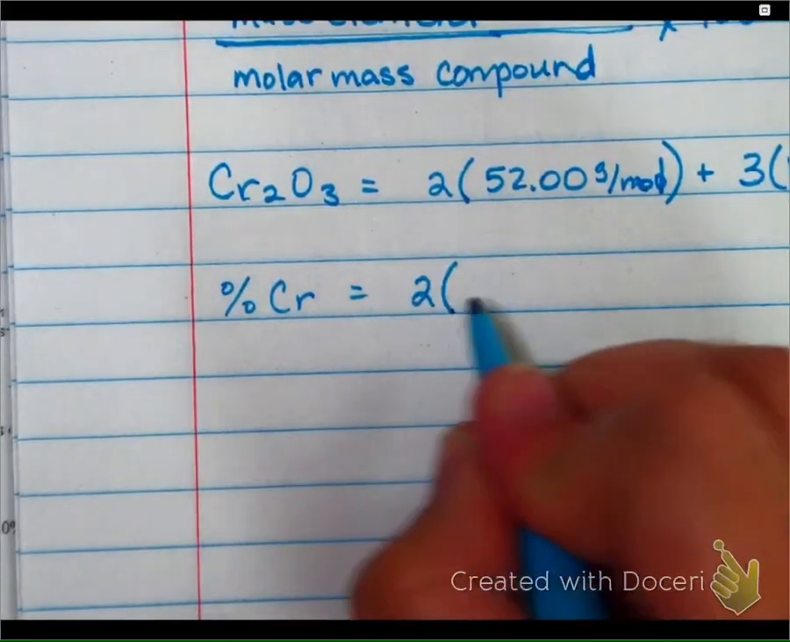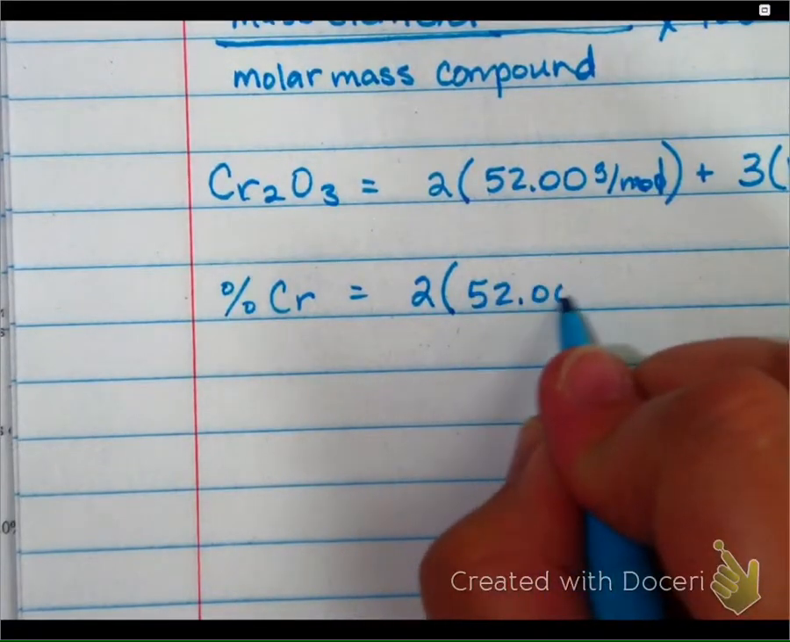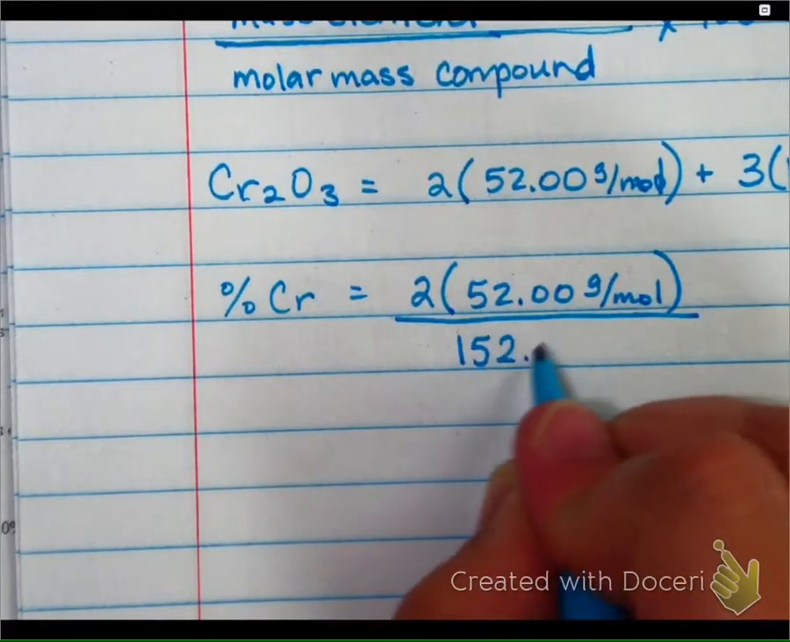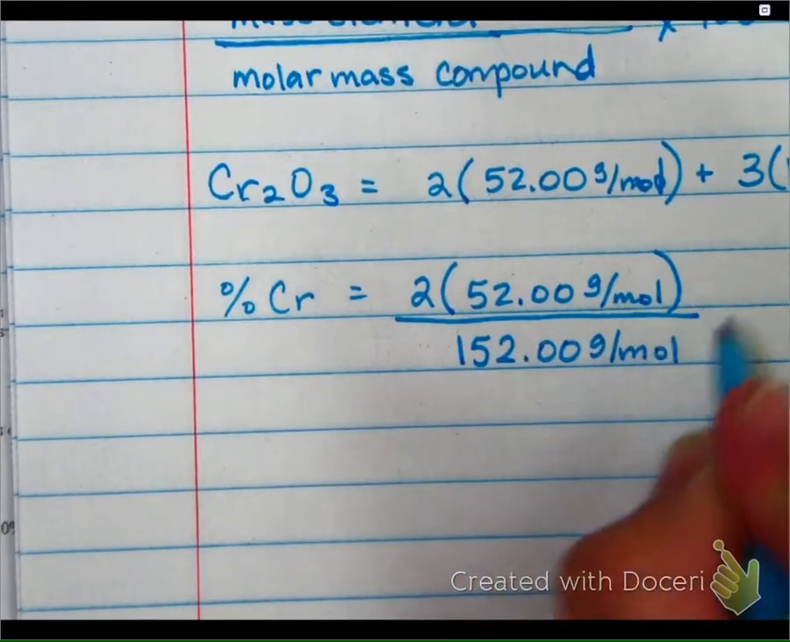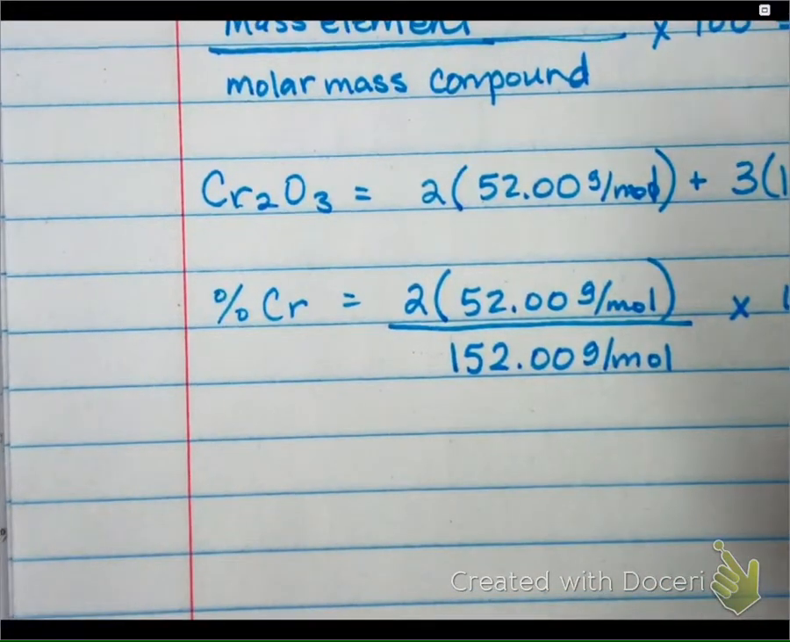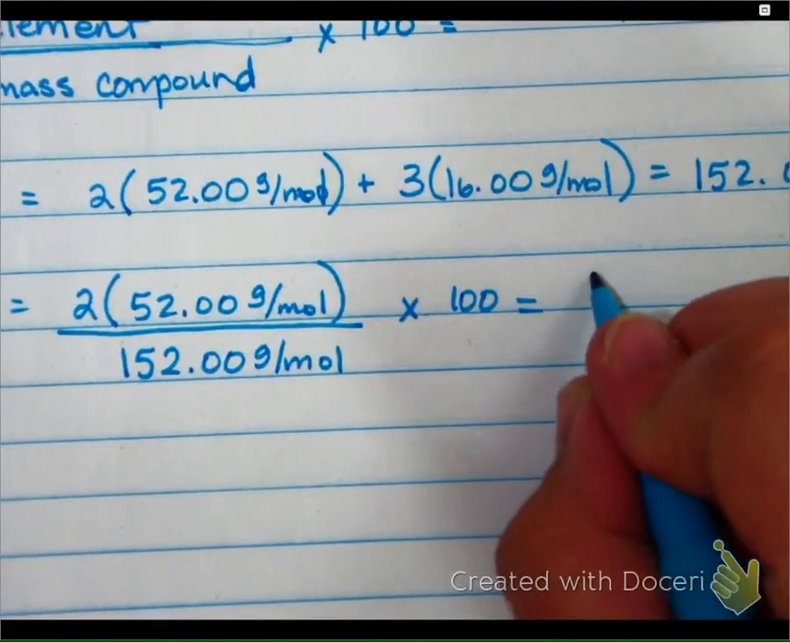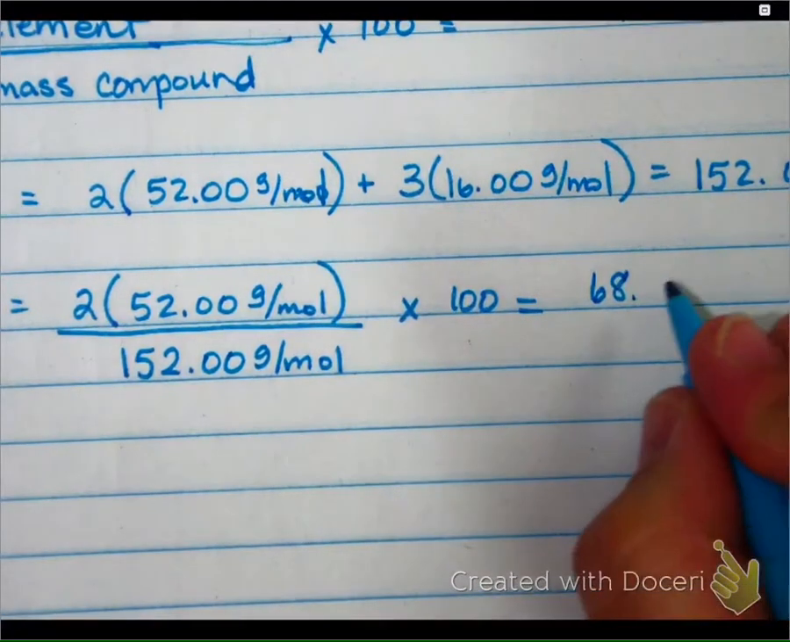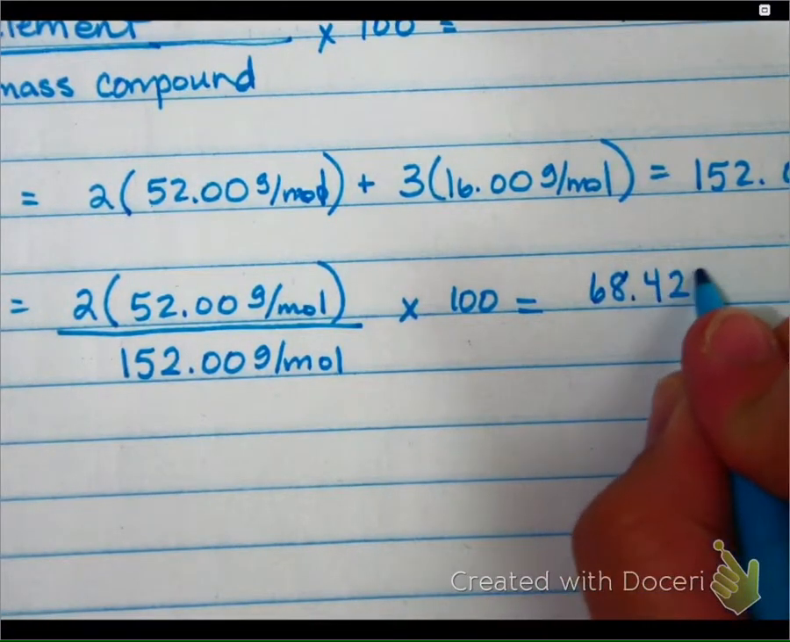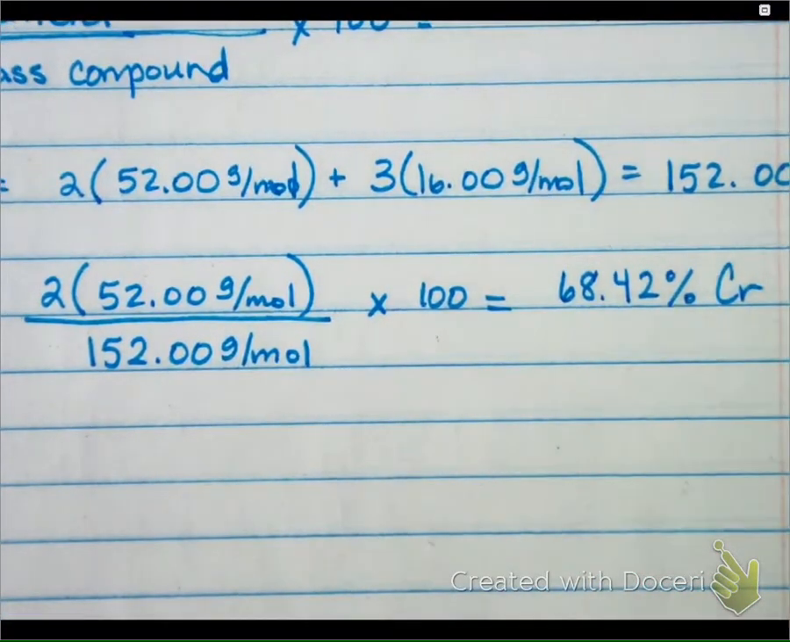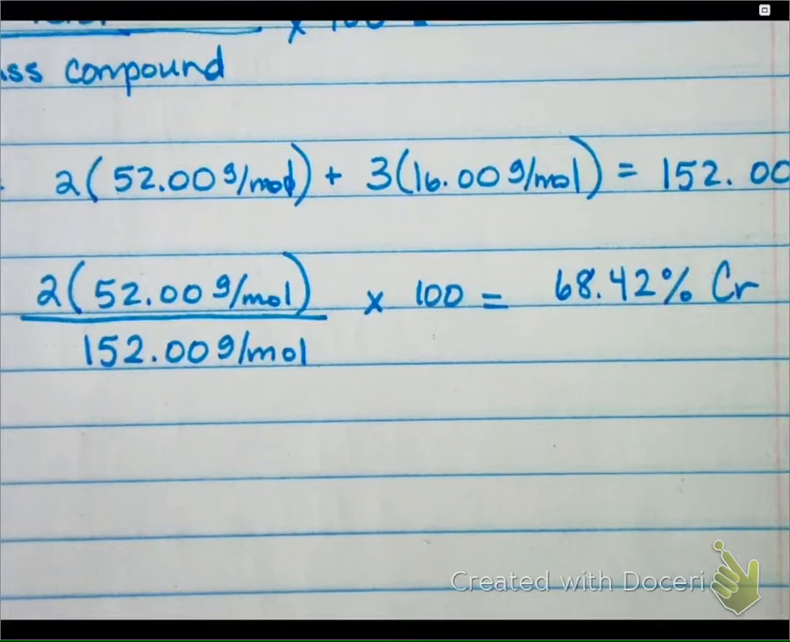So if I want to find out the percent of chromium that's in that compound, I'm going to take 2 atoms of chromium times its mass, divided by the molar mass of the compound. Then I'm going to multiply that times 100 when I do my division there. And when you do that, you will get that in that compound, chromium(III) oxide, it contains 68.42% chromium. So you're going to do that for oxygen, and you should come out with 31.58% oxygen in that compound.